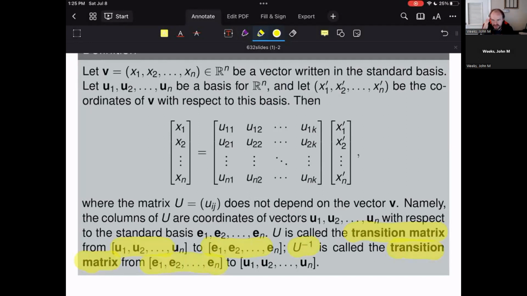So it's important to keep in mind which of those two matrices we need to use. Are we going to translate things from the new coordinate system to the old, or from the old coordinate system to the new?